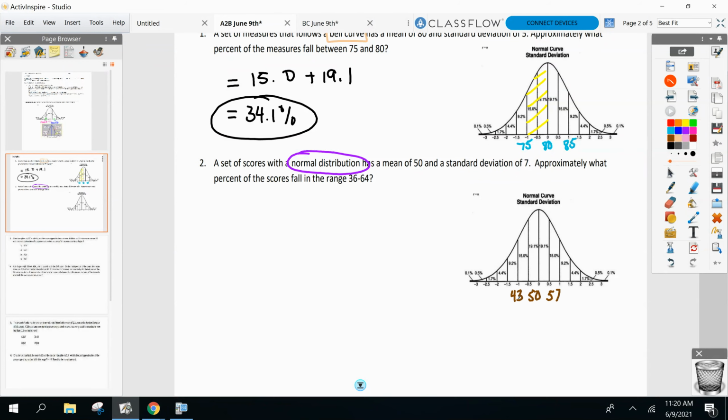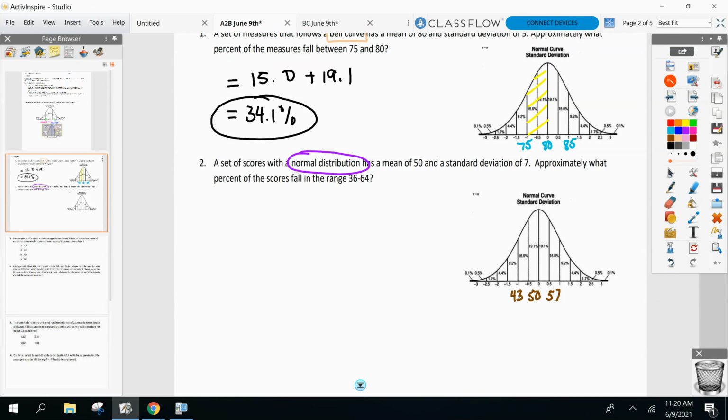43. I subtract 7. But you're going to run into a problem. Read the question. Read the question. See if anybody can help me out here. What percent fall within 36 to 64? I can help. Okay, why don't you settle down first, and then you can help.